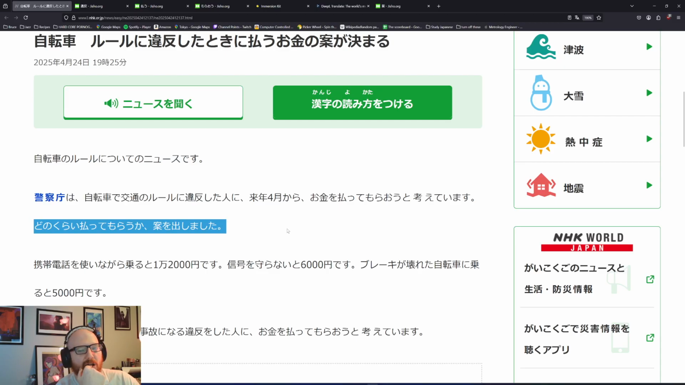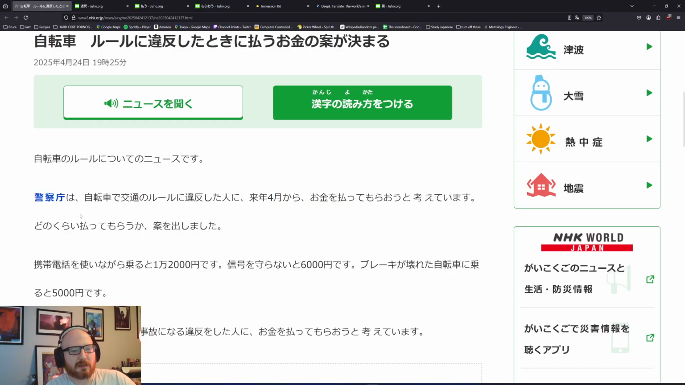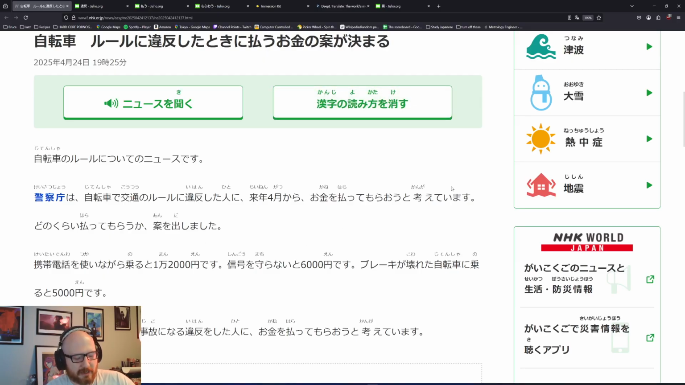Oh. It can be auxiliaried. Okay. So an auxiliary verb goes on to another verb to add to that. So morau, to get someone to do something. Haratte morau, to get someone to pay. So what will they get someone to pay is what the proposal that they've put out is. Okay. Well, we got there.